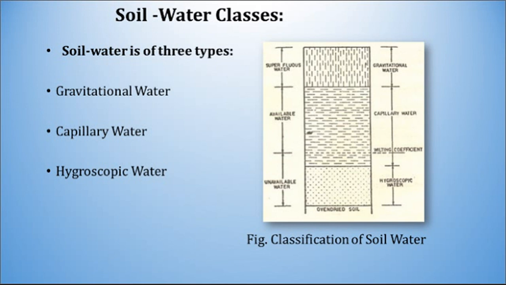There are three types of soil water. One is gravitational water, second is capillary water and third is hygroscopic water. This is the lowermost portion, which is an oven dried soil, which shows the hygroscopic water. Here there is unavailability of water. In the zone where the water is available, there is capillary water, and in superfluous water it is called gravitational water. So let us understand these terms one by one. What is meant by gravitational water, capillary water and hygroscopic water.